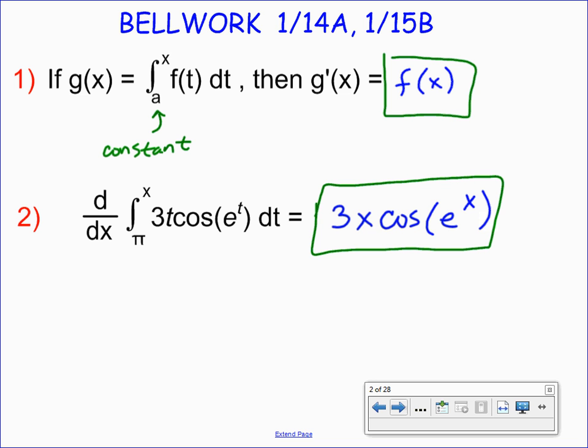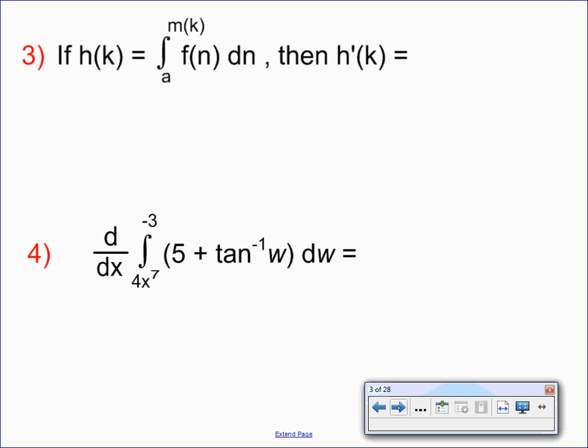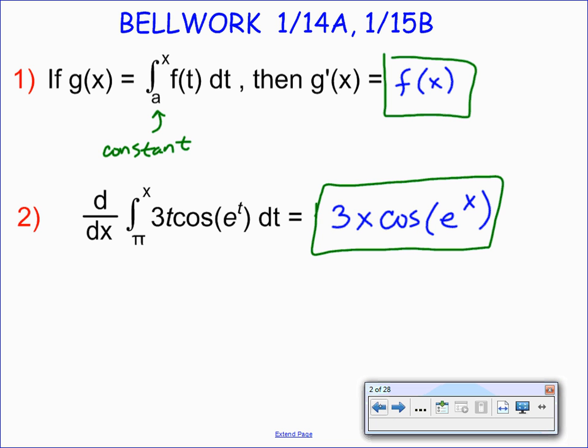Jake? So when are we supposed to know that we're not supposed to anti-differentiate? Because in 1 and 3, they're asking for the derivative of the given function. And in 2 and 4, they are not. In 1 and 3, it says then g prime of x equals, and then h prime of k equals. Yep. So why are we doing the same thing on 2 and 4?